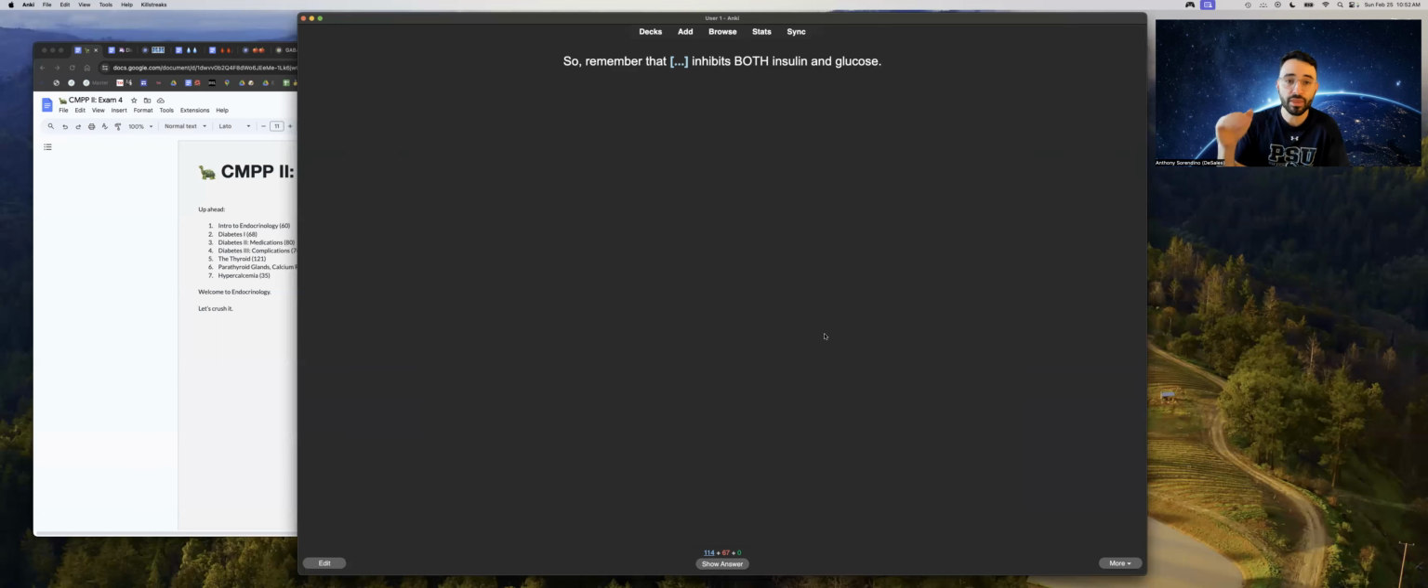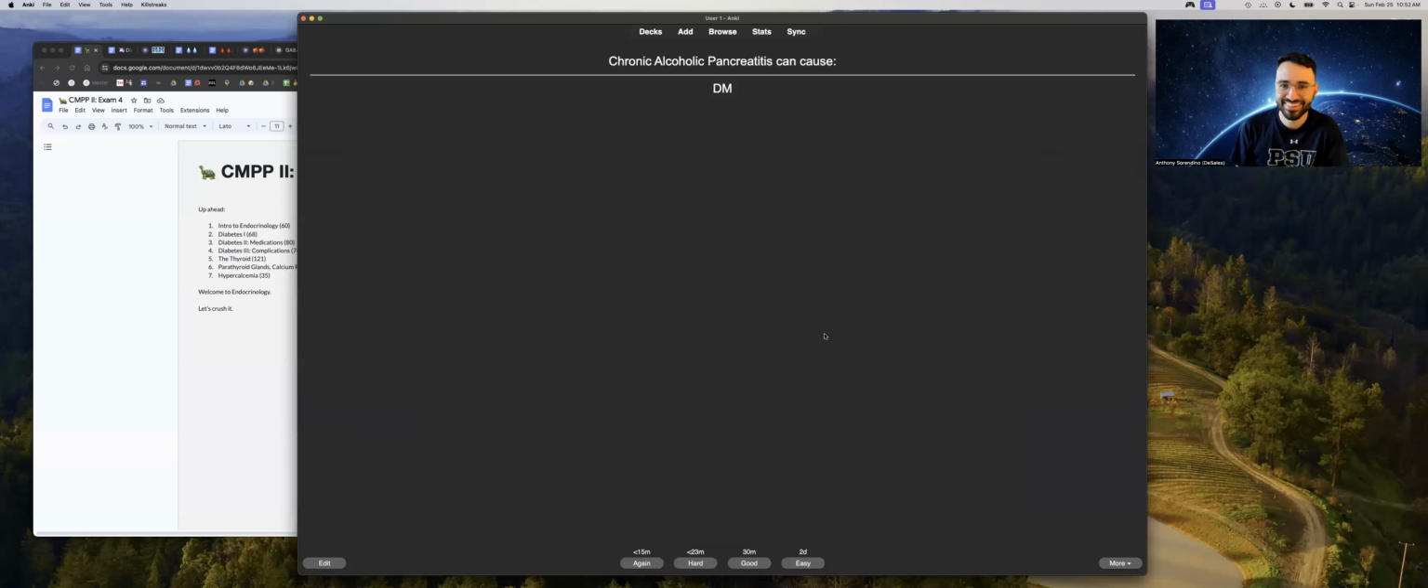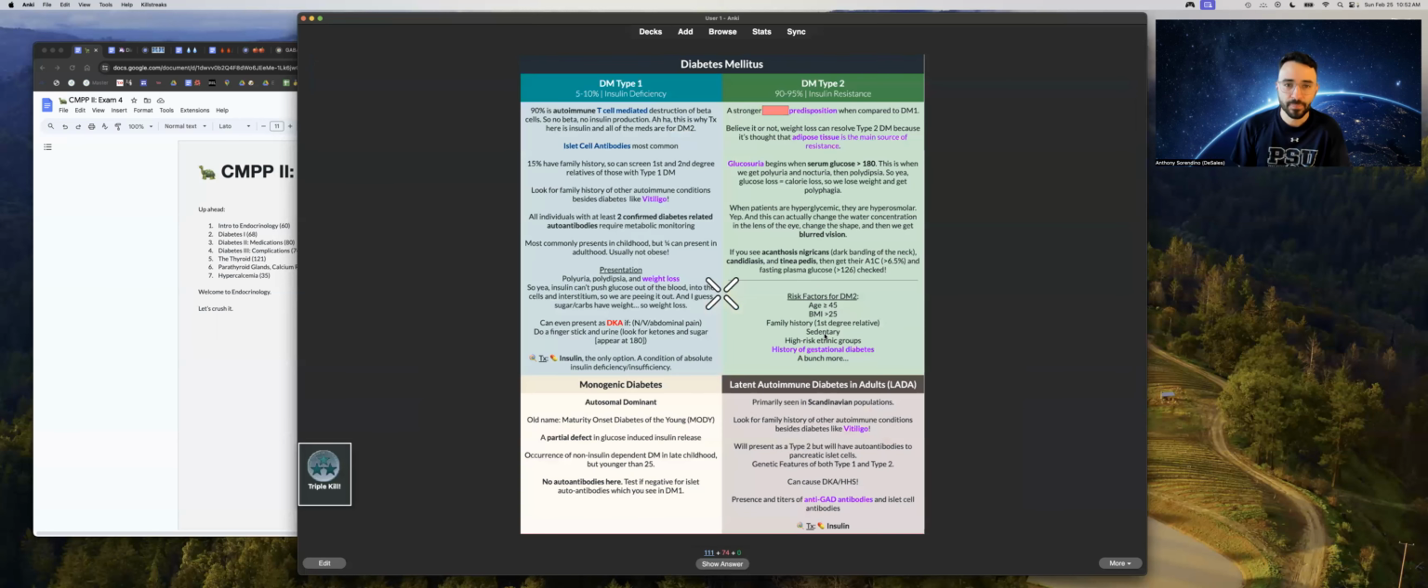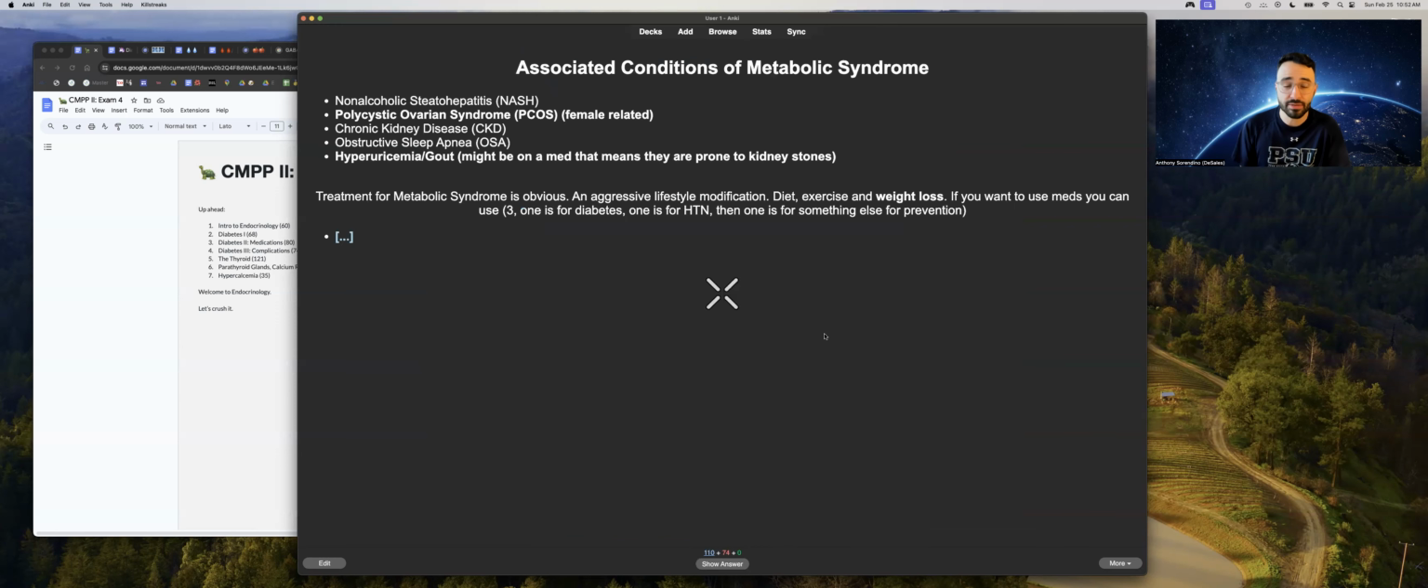I don't know. So remember that blank inhibits both insulin and glucose, somatostatin. Chronic alcoholic pancreatitis can cause, ooh, that's broad, diabetes. Inhibition of insulin release or interference, whatever. So that's going to be our far left. Can you name any that were there? Phenytoin lives over there. A stronger blank predisposition. Yeah, stronger genetic with DM type 2. That's really big. Treatment for metabolic syndrome.